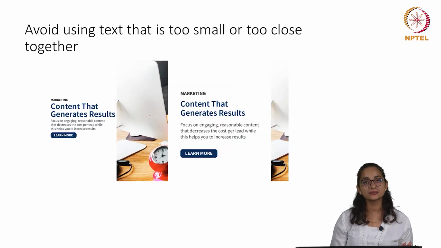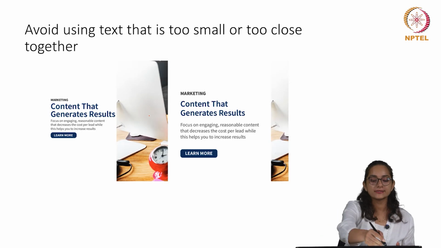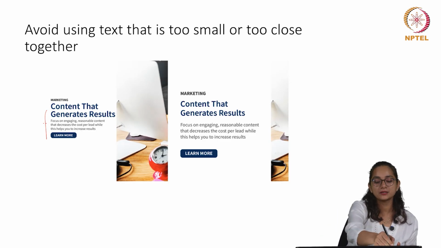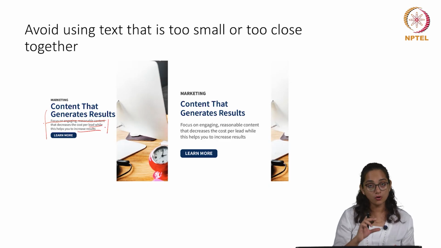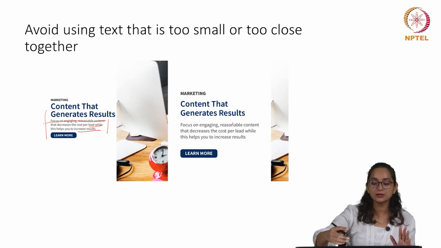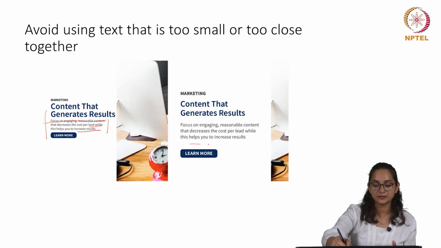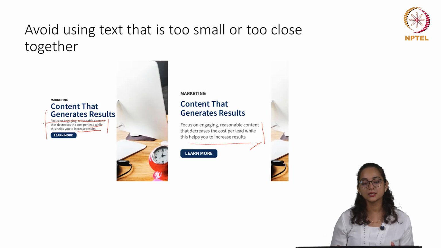Avoid using text that is too small or too close together. So, for example, in this case, you might be seeing that it is small text, very close together, longer statements. But rather if the kerning is wider, if it's spaced out a little bit with bigger text, then it is easily readable as well, and it is not jarring your cognitive senses, and it's not overloading your brain.